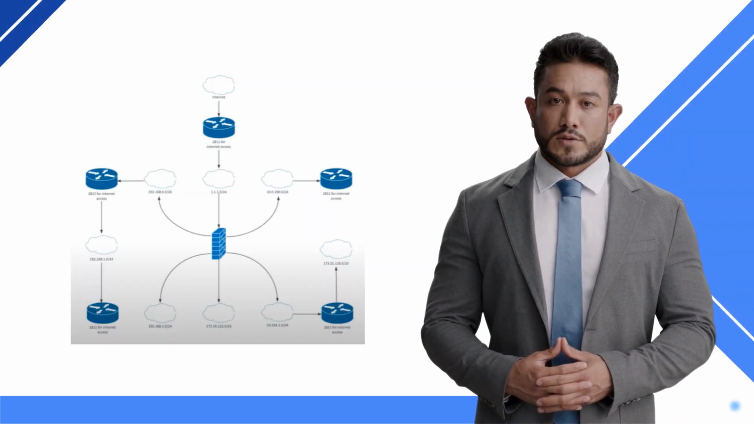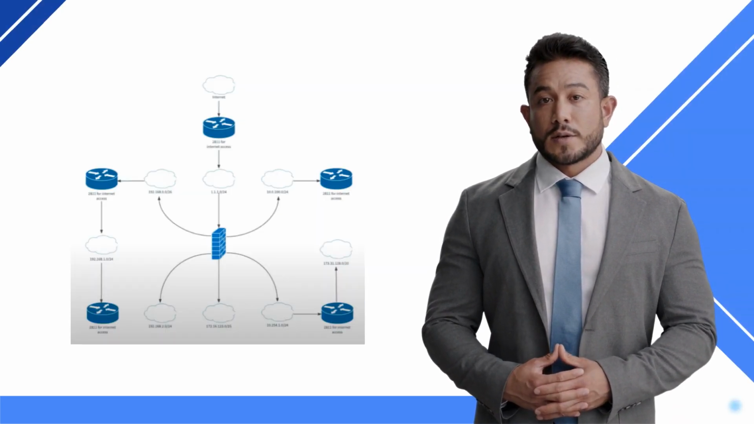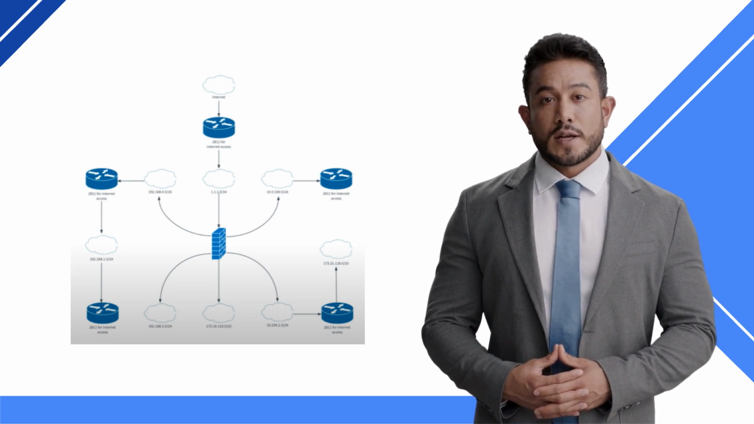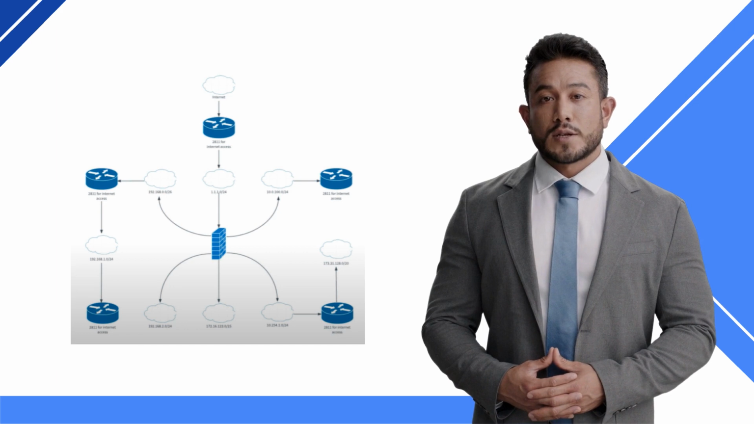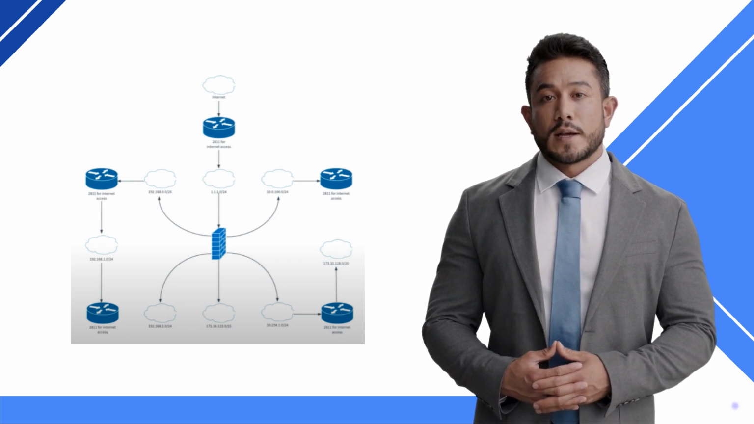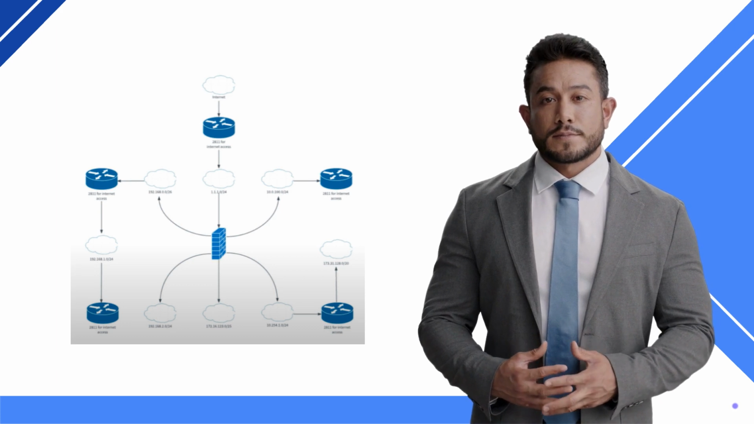Logical network maps illustrate the conceptual layout of a network, focusing on how data flows between devices and services. They abstract away physical details and emphasize logical relationships, such as IP addressing, routing protocols, and logical groupings of devices.